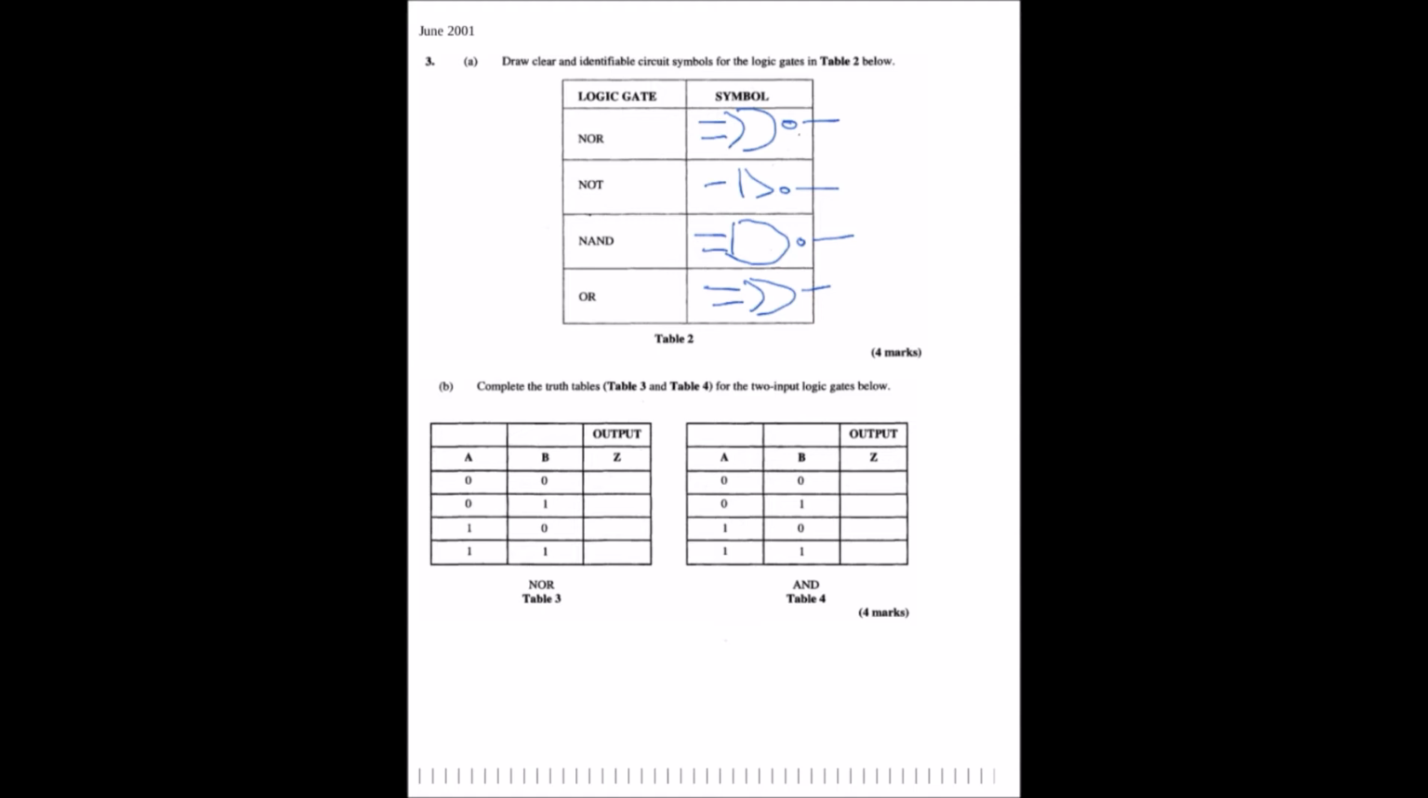Alright, so we're supposed to complete truth tables 3 and 4. So, not an OR. What is not an OR? In an OR gate, 0 and 1 will give us 1, and 1 and 1 will give us 1. So that's 0, that's 0, because it's not an OR. 0 and 0 will give us 1. AND gate. The only way we get an output of 1 in an AND gate is if we have both inputs as 1. So that's 1. That's 0, that's 0, that's 0.